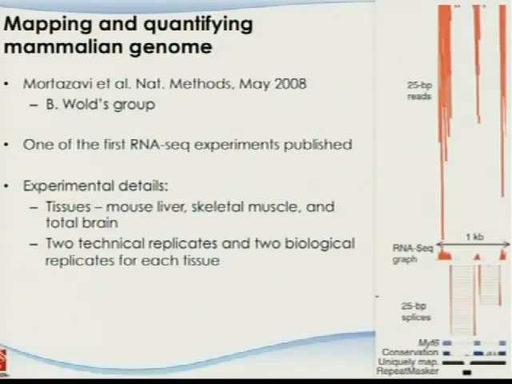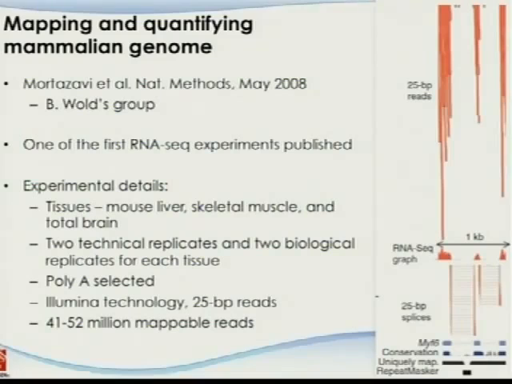This is one of the first, and the experimental detail is they used mouse tissues: liver, muscle, and total brain. They did 2 technical replicates and 2 biological replicates for each individual tissue. The sequences were polyadenylated, and they used the Illumina technology with 25 base pair reads. So this is a very early study.